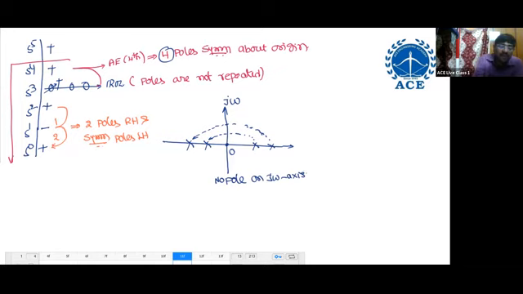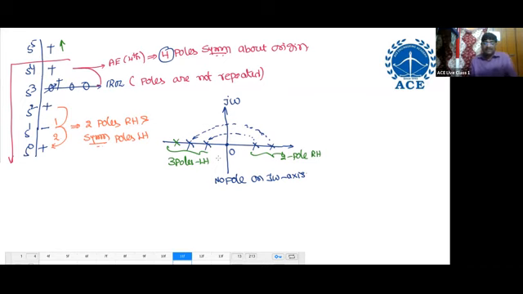Fifth pole, no sign change, right? That fifth pole will come in the left half, because there is no sign change above the auxiliary equation. So the fifth pole is in the left. This is how you have to identify the number of poles. So two poles right, three poles left, and no pole on the imaginary axis.